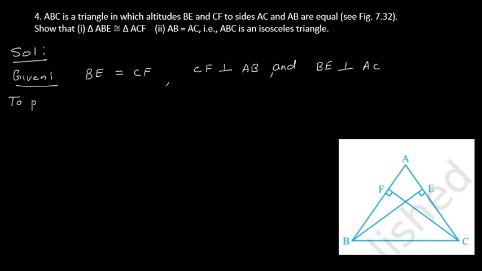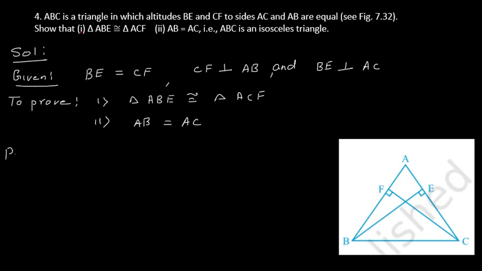What we have to prove? So to prove, first triangle ABE is congruent to triangle ACF. So ABE, this triangle, and ACF, this triangle, you have to prove they are congruent triangles. And second, you have to prove that your side AB is equal to side AC, and hence prove triangle ABC is an isosceles triangle.